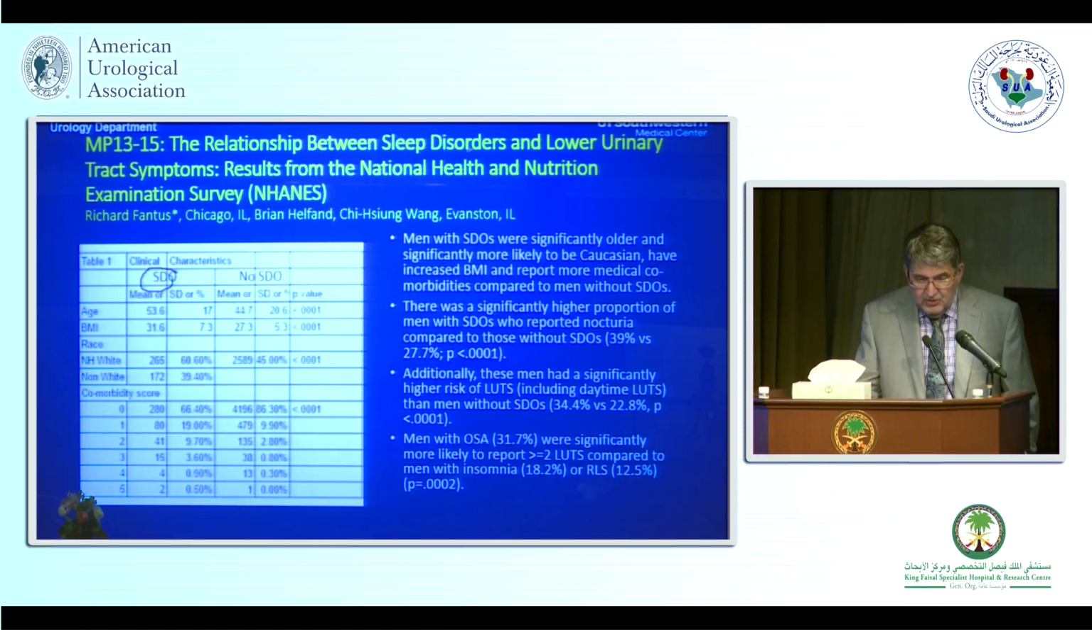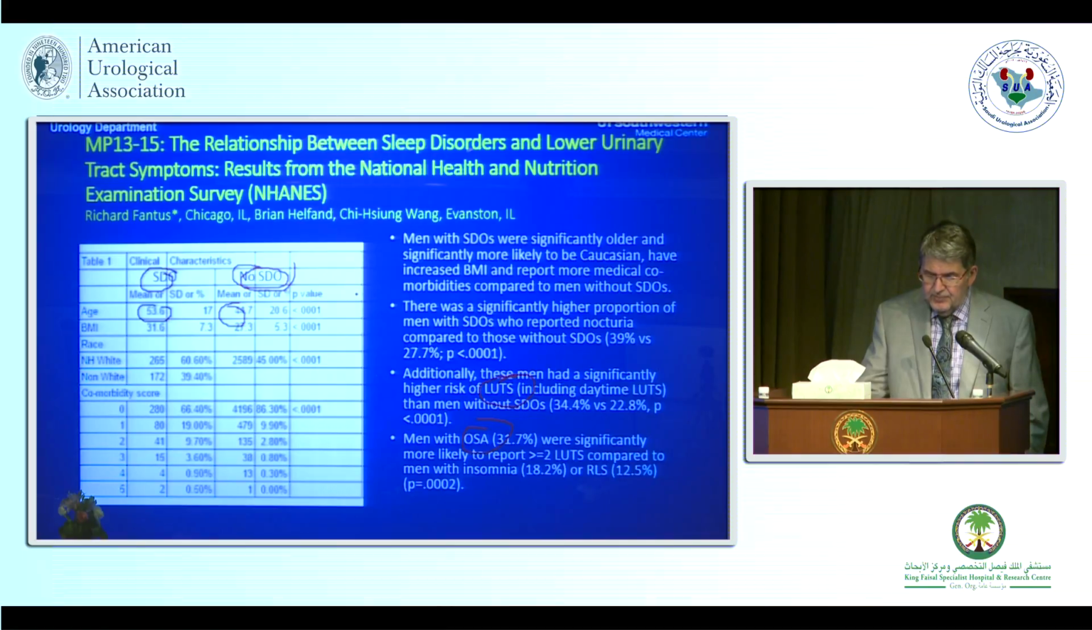These are men with sleep disorders, these are men with no sleep disorders, and what they showed is that men with sleep disorders had nocturia more often. These men had more risk of lower urinary tract symptoms, and men with obstructive sleep apnea were more likely to report lower urinary tract symptoms. You can see the age difference here, and the comorbidity indices being higher in the patients with sleep disorders.